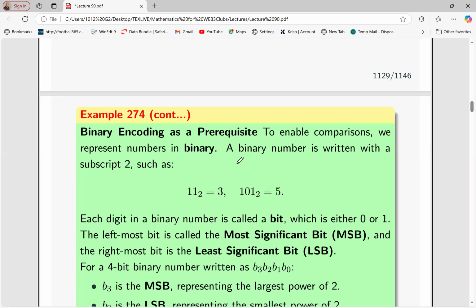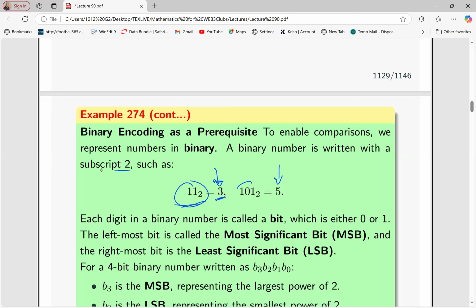A binary number is one that is written with a subscript 2. For instance, this is a binary number, although this is a decimal number. This one is a decimal. So this binary number is equivalent to this decimal number, and this binary number is equivalent to this decimal number. In a short while, I'll be showing you how you can tell that this binary is greater than this. But I just want to show you that this binary is equal to that.